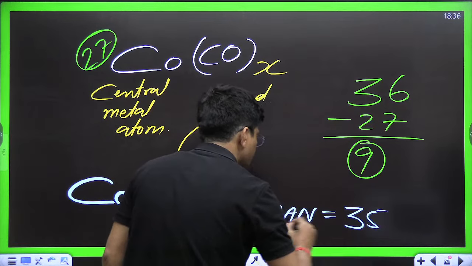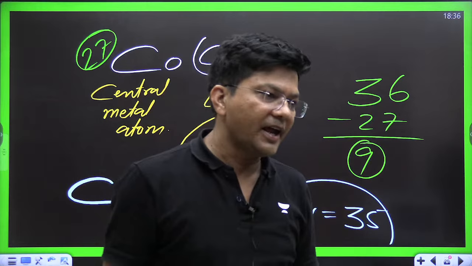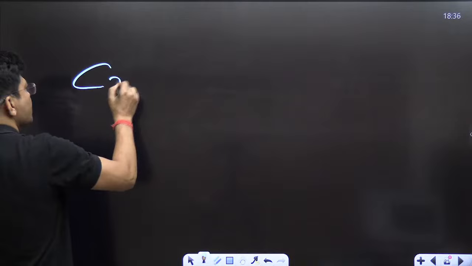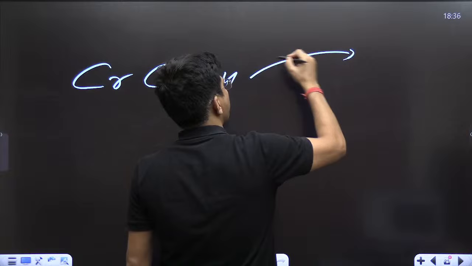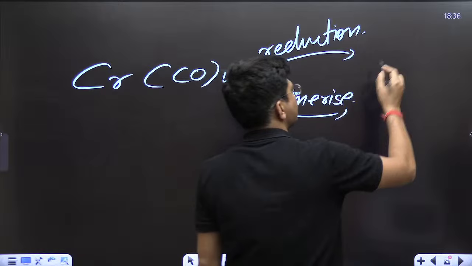How is it going to stabilize itself? Either it can undergo reduction or it can dimerize. Am I right, kids? So Co(CO)4 can either undergo reduction or dimerize, and then its effective atomic number will become 36. Now its dimerization can be in two ways.